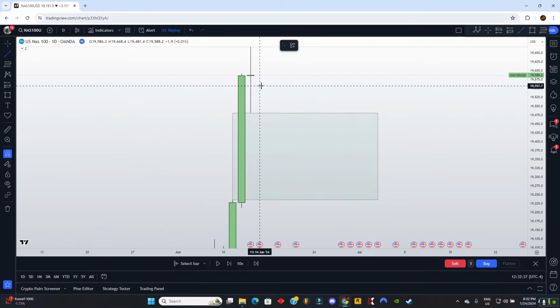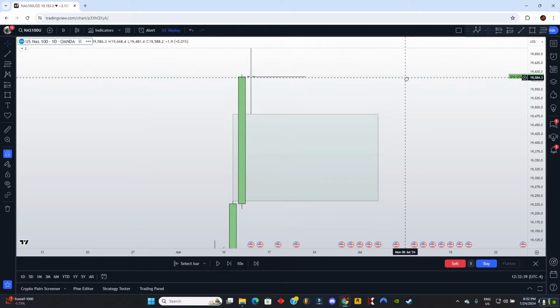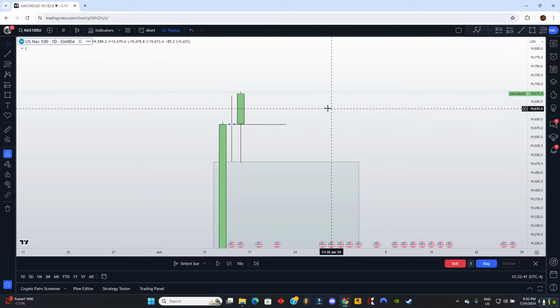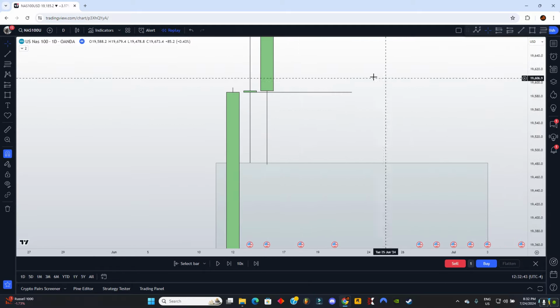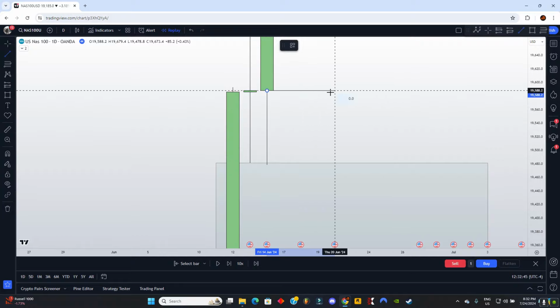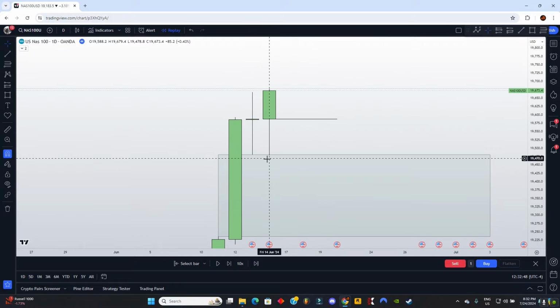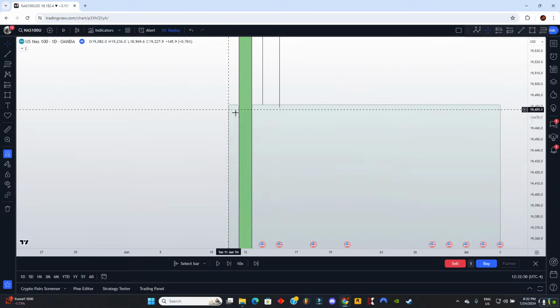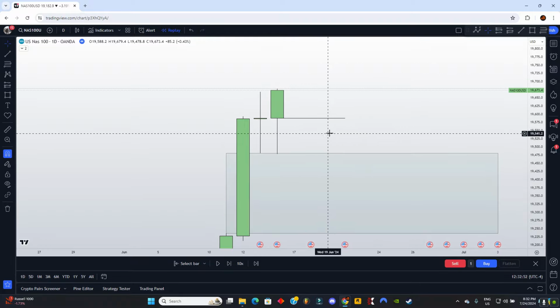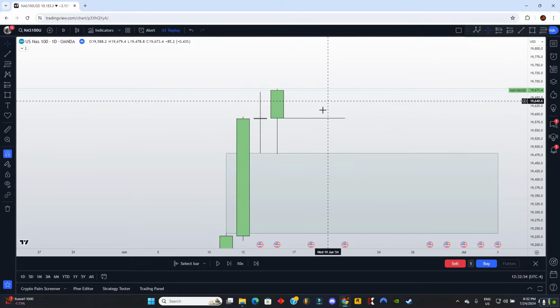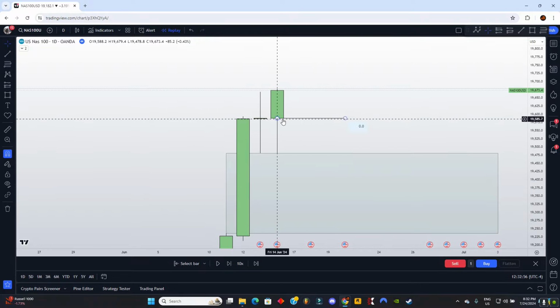Now, this is going to be the opening price of the next day. So if you look at this, we opened actually just around here. And then we manipulated to the downside. We mitigated this fair value gap, right? So let's study what happened here on this candle. So we have the opening price, right?